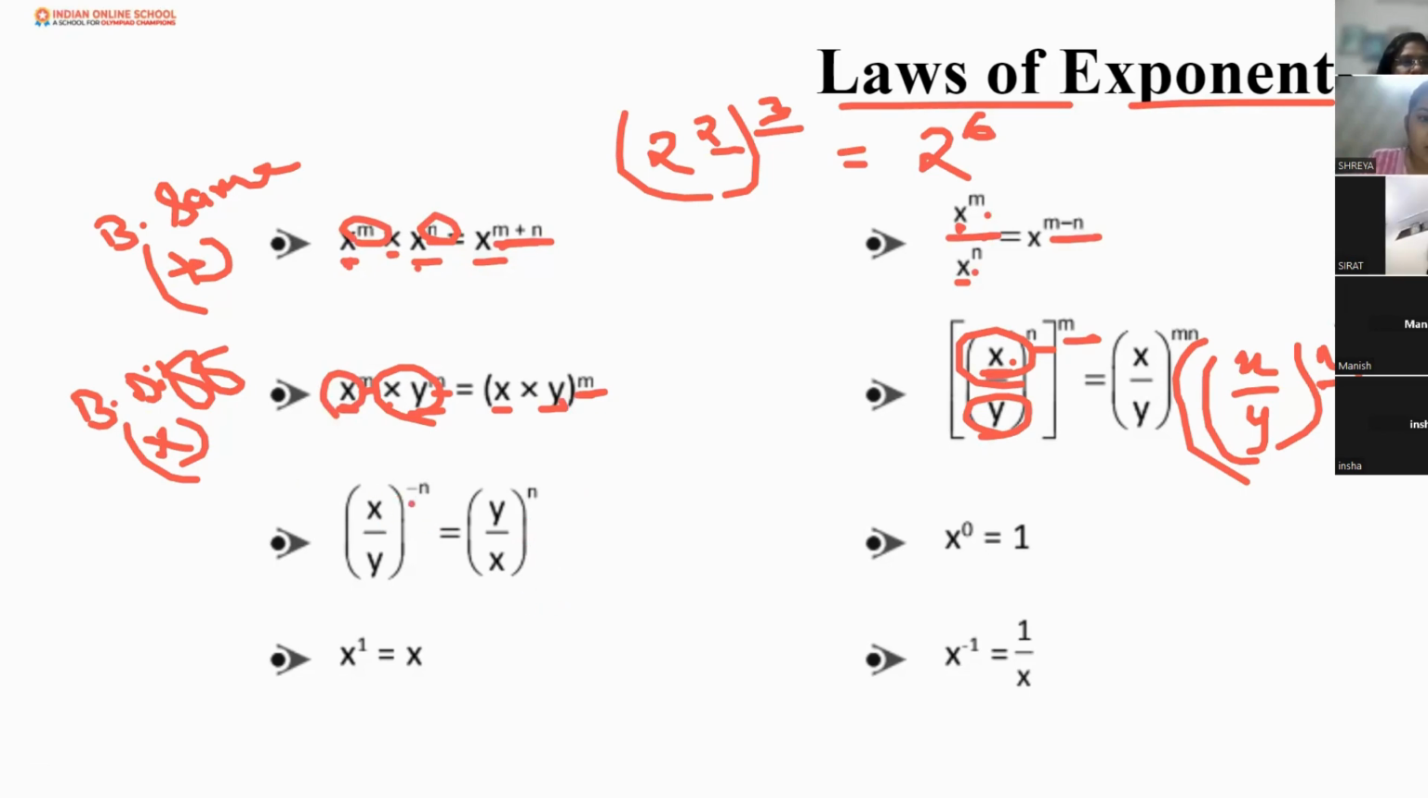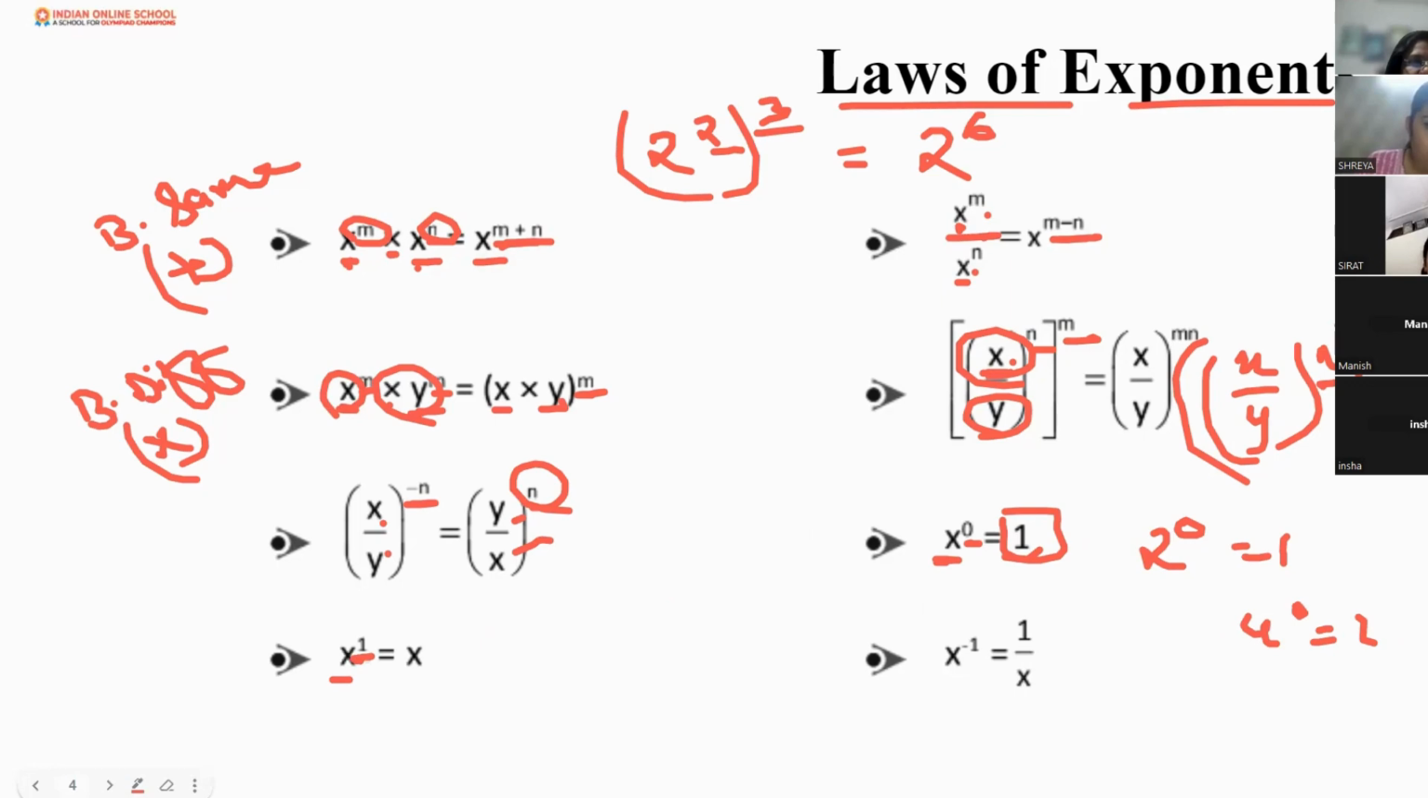Next, negative exponent scenario. What do you need to do? You reciprocate the base. So x by y becomes y by x, and the exponent becomes positive. Next, anything raised to the power 0, the value is 1. For example, if I have 2 raised to 0, the value is 1. If I have 4 raised to 0, the value is 1. Anything to the power 0 stands for 1.